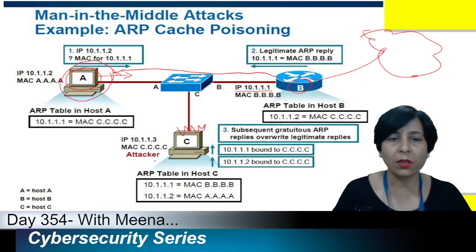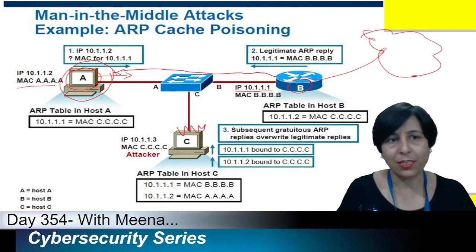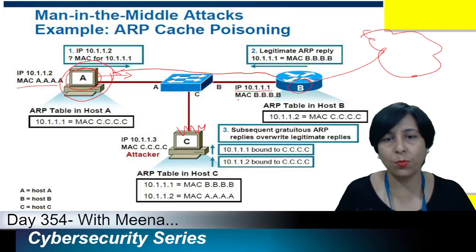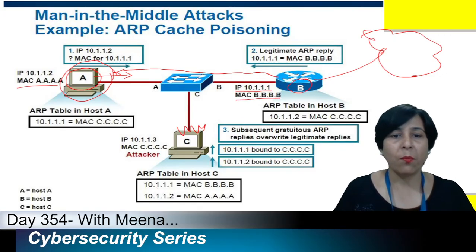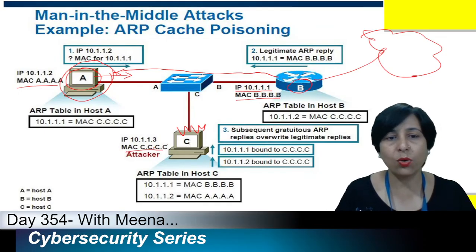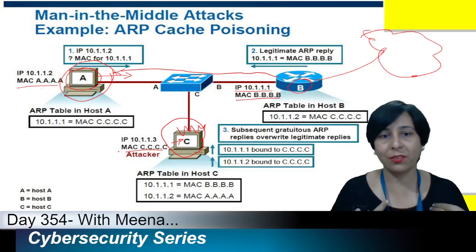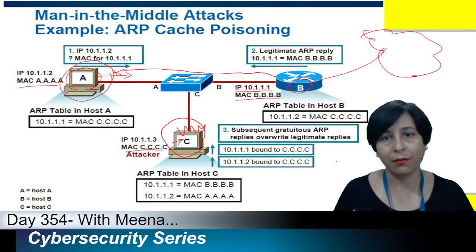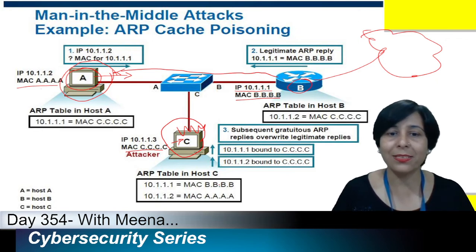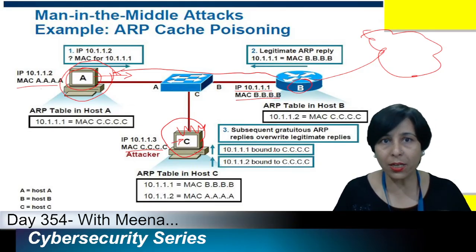Here is what it will say, about the MAC address that belongs to A and the MAC address that belongs to B. Although the legitimate IP address of C is, for example, 10.1.1.3 and the MAC address is CCCC, which belongs to device C, it will say my MAC address is BBB, and for 10.1.1.1 the MAC address is CCC. So here it is just changing it.